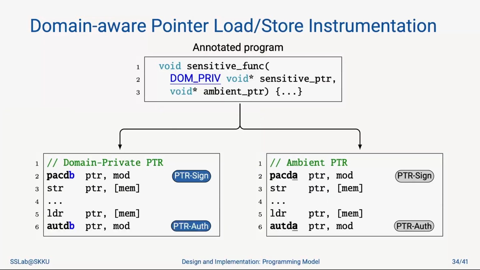Our pointer authentication instrumentation is aware of domain private references. The instrumentation first starts with programmer annotation on the sensitive pointer. Based on the annotation, Capacity performs taint analysis to find the propagation of such pointers and performs selective instrumentation, where domain private pointers are signed and authenticated with PACDB, in other words, the domain authentication key. For the remaining ambient pointers, we use PACDA and AUTDA, which is the ambient key.